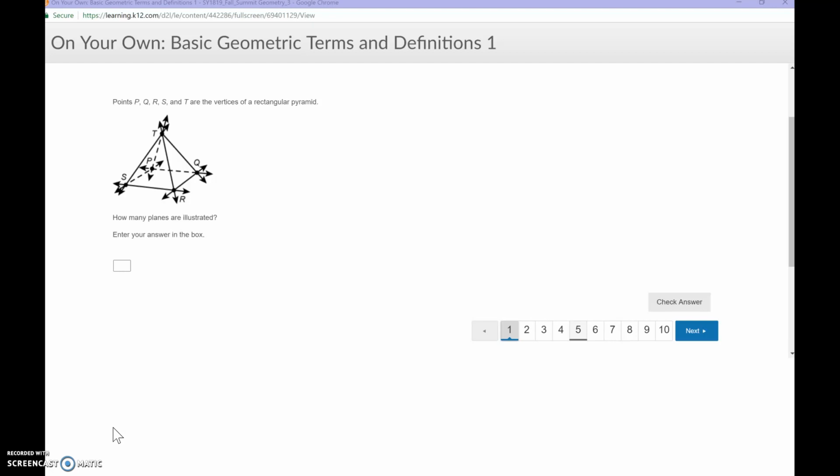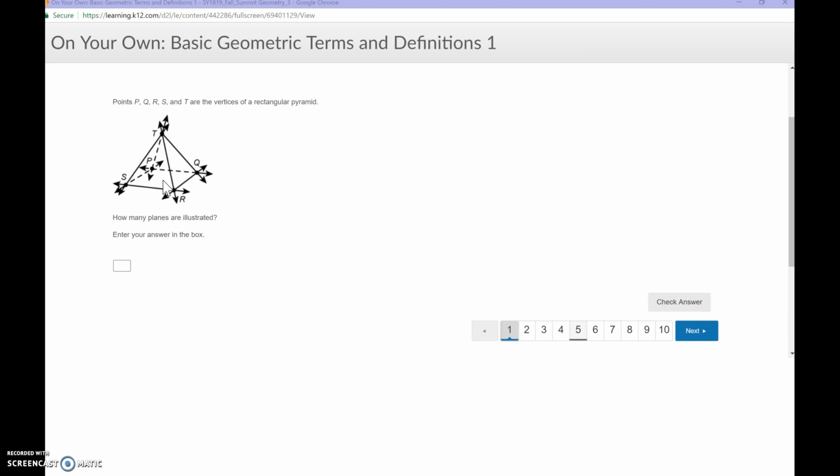Our first question. You may or may not have this for the first question, but you'll get one like it. Points P, Q, R, S, and T are vertices of a rectangular pyramid. Look at the picture here. How many planes are illustrated?